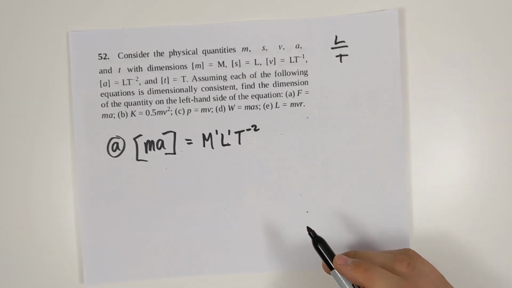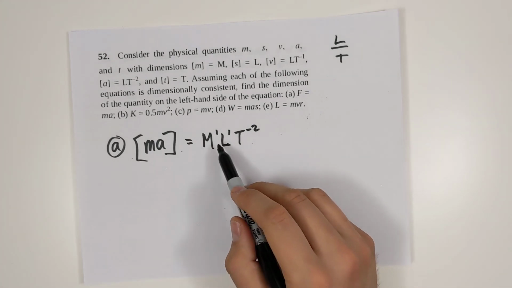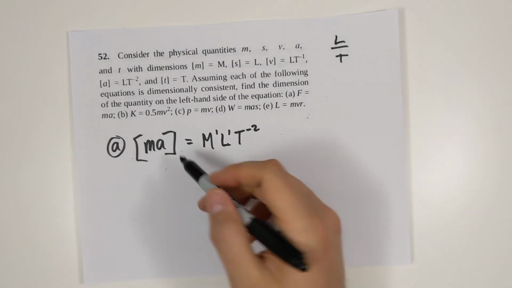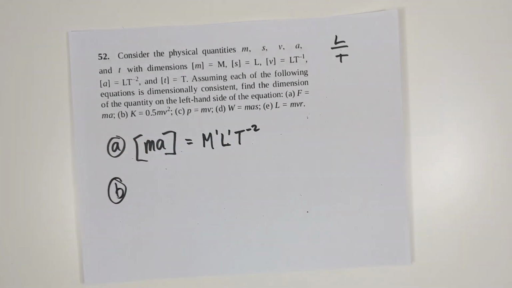That is the dimension of a force. So a force is effectively how fast can you accelerate a mass, which is ma. So that's a great physics-related quantity.